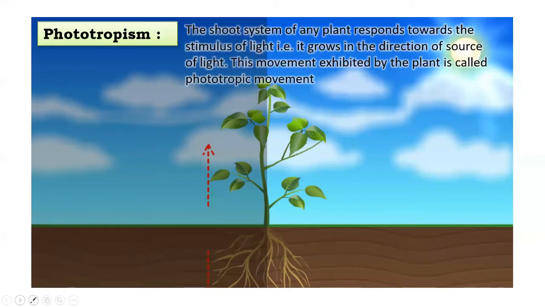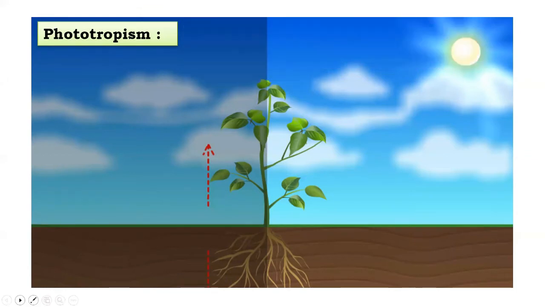Let's move ahead. See, what we can say is the shoot system of any plant responds to the stimulus of light, that is, it grows in the direction of the source of light. This movement exhibited by the plant is called phototropic movement, the same that I've just taught to you, right? Okay, let's move ahead. Let us see why this happens, right? I have already said that all of the movement observed in a plant is brought about by chemical coordinators inside the plant, and those chemical coordinators are called hormones, or we can also call them phytohormones, referring to the hormones present inside the plant.